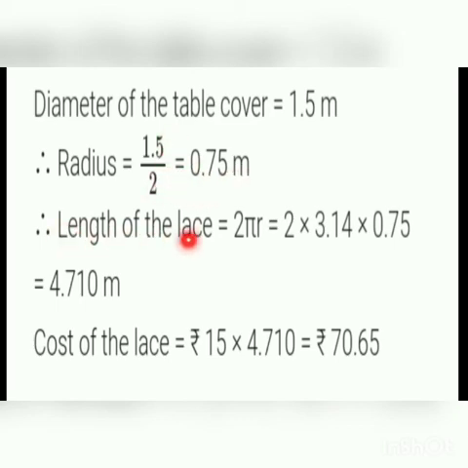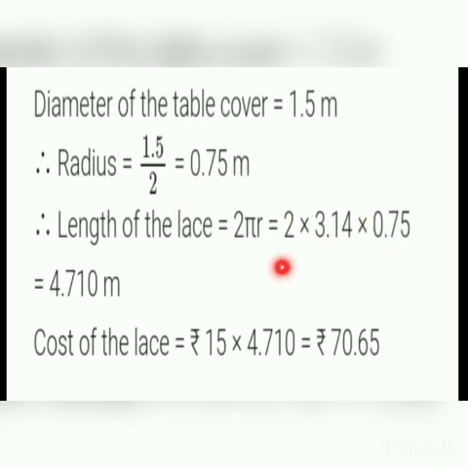Now the length of the lace means we have to find the distance around that circular table, the total distance. What do we call that? Circumference. So the circumference of the circle is 2 pi r. So the length of the lace required will be the circumference of the circular table, that is 2 pi r. 2 into pi, they have already told us in the question to take 3.14. So 2 into 3.14 into r, which we got as 0.75 meter.